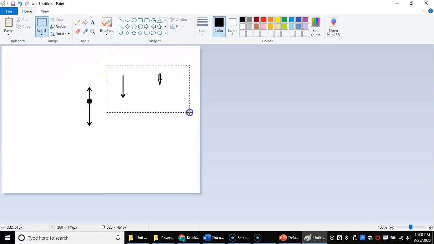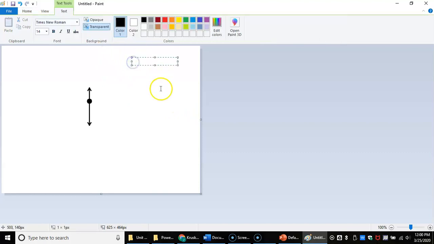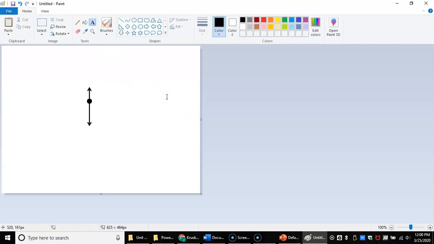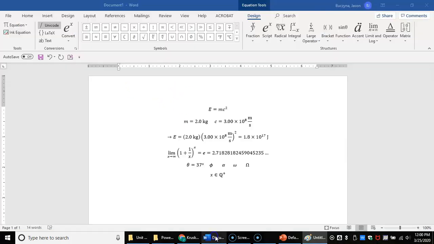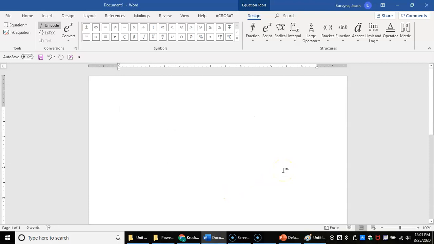What's it missing? It's missing labels. I want to get rid of this stuff now. I could do those labels by writing text in here, but those aren't as pretty as the nice equation editor labels that I want. So I'm going to go back into Microsoft Word. I'm going to get rid of all this stuff, Control-A and then backspace. And now I'll get back into equation editor.